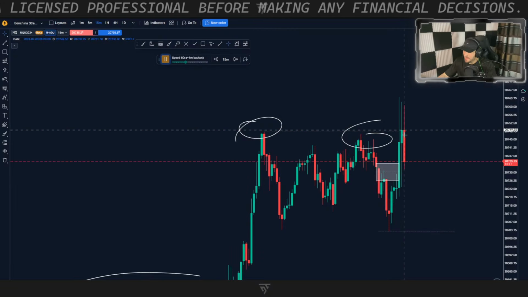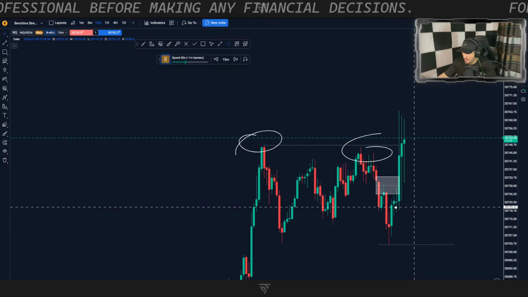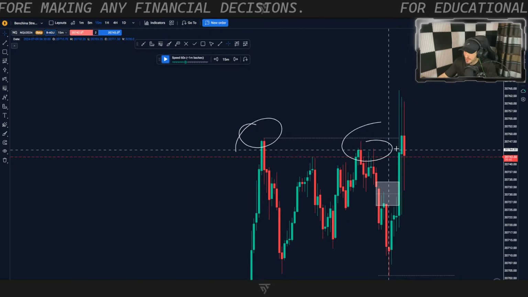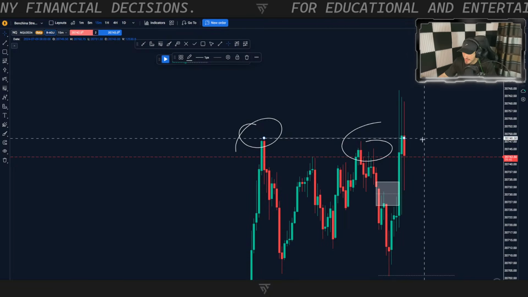Okay, so we got that 15-minute closure. So this low now becomes a protected low. That 15-minute, even though we wicked like that, some guys may argue, yo, this isn't a closure, but this is a body closure up above that high.